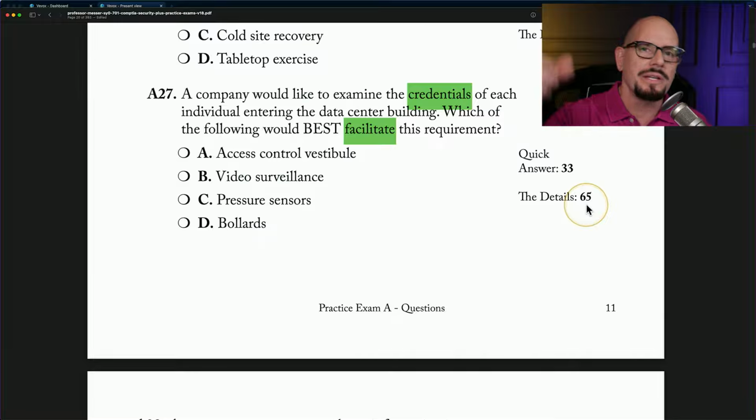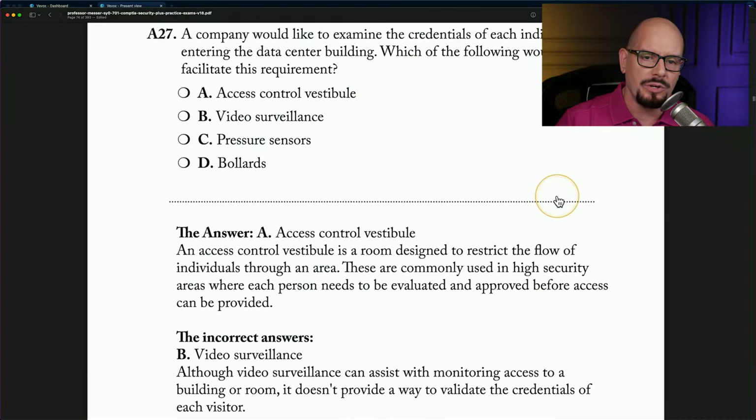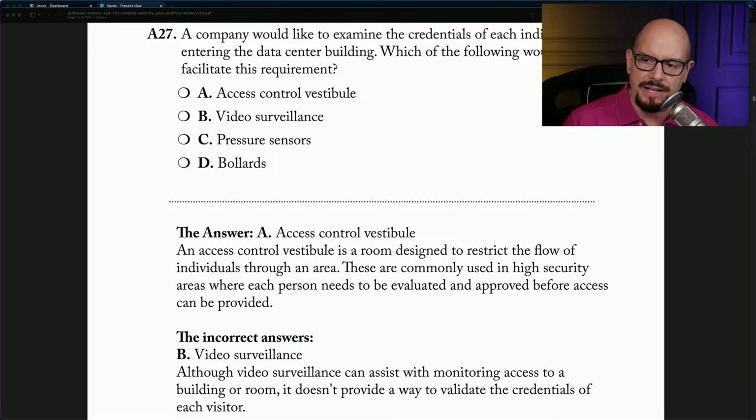But instead of scrolling through this long document of hundreds of pages, I put a hot link in. So you just click the words, the details, and it takes you right to the question on page 65. So it jumped over to page 65 so that you could see that in the list. And it shows you the question again, and it says the answer is A, access control vestibule, and I give you a description of why that right answer is indeed right.